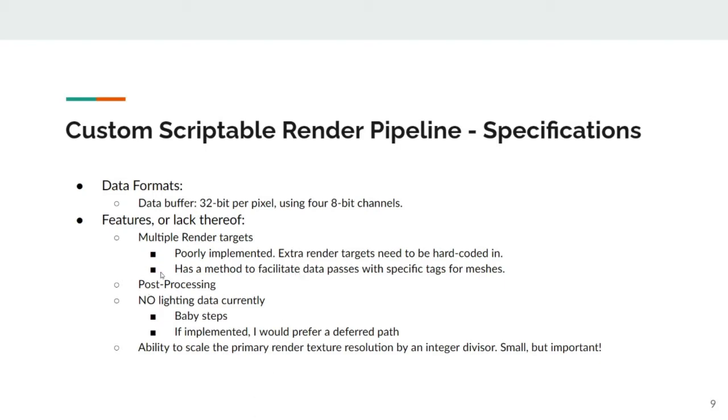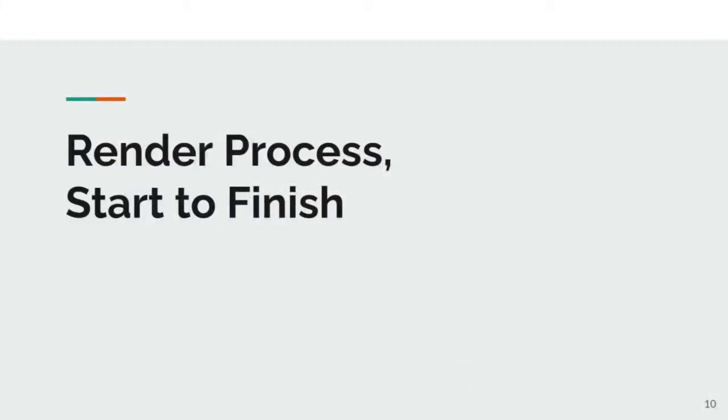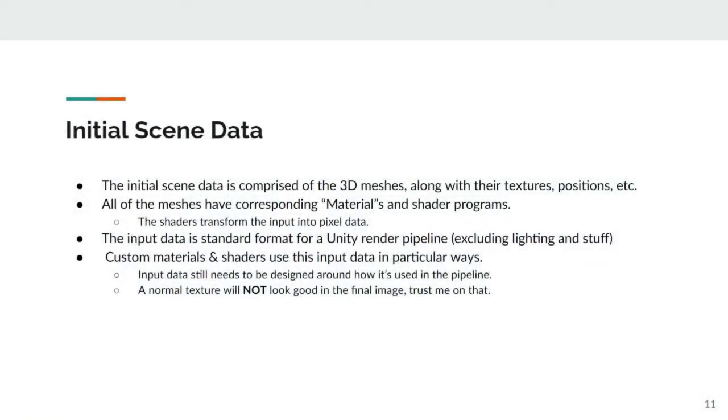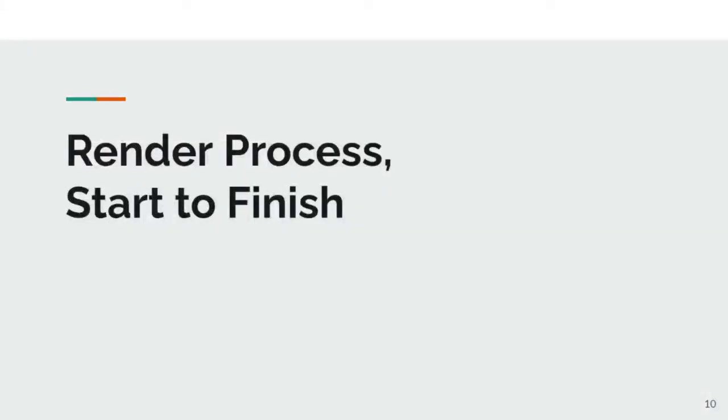I wanted to add in post-processing. There's currently no lighting data. I was like, you know what? Screw it. I don't want to deal with this right now. And then also the ability to scale the resolution around, which is small but important for preserving 2D Game Boy pixelation. So starting off with the initial scene data, this is the process from start to finish, like the input to the output.